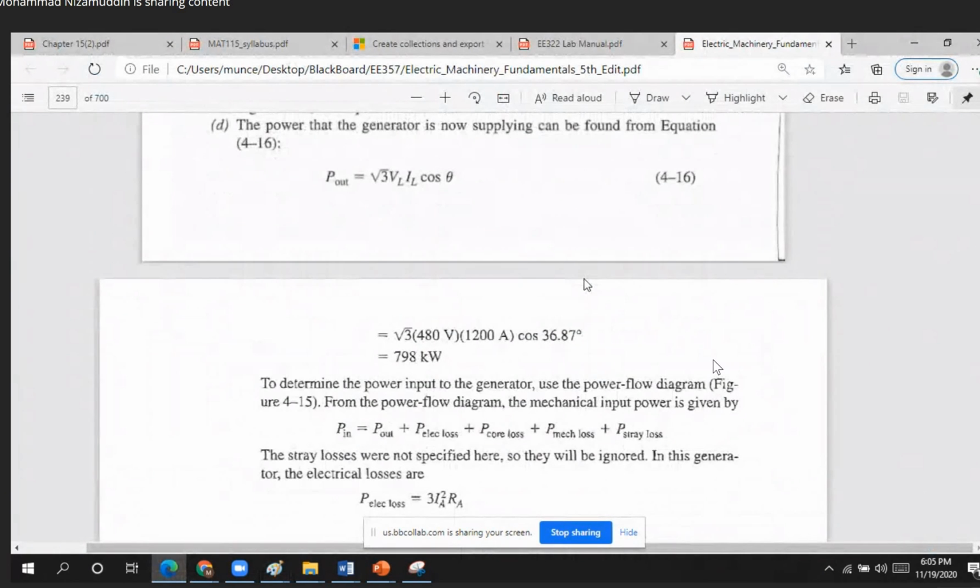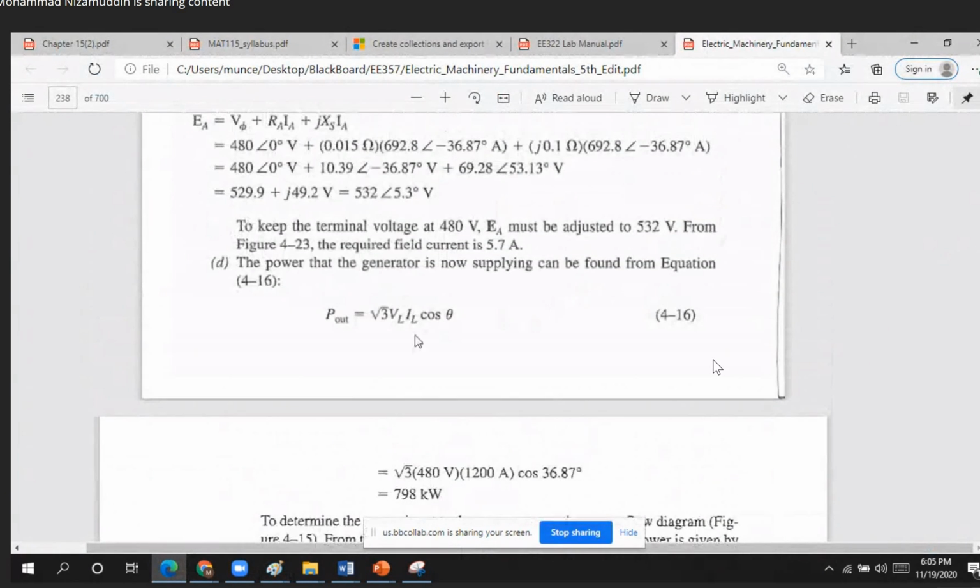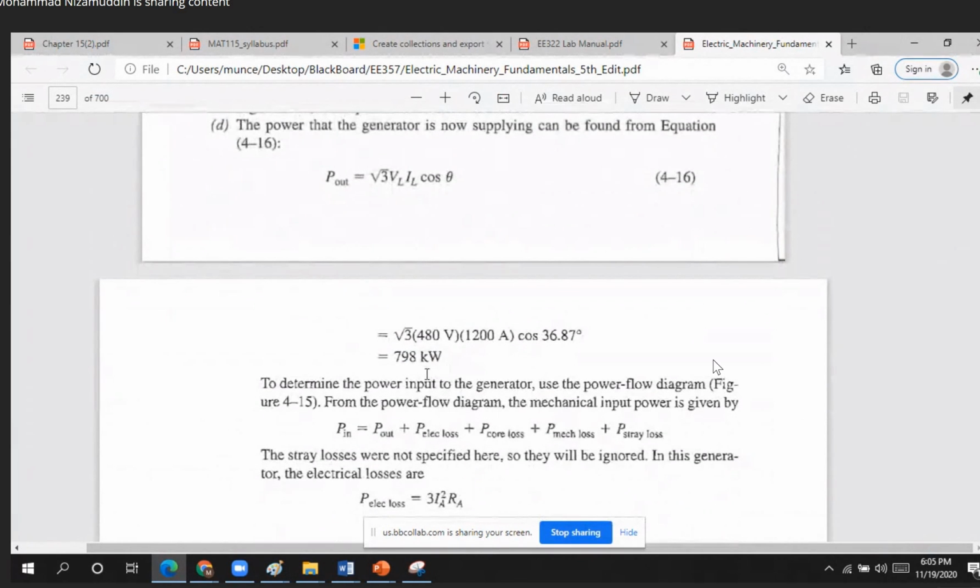If you look carefully, this is output power, VI cosine theta. Then the generator is giving this amount of power to the load, supplying, okay. The power that the generator is now supplying.